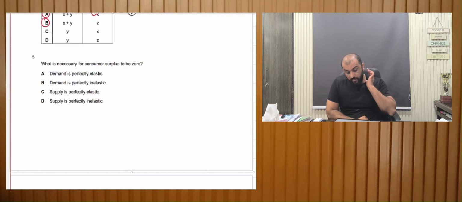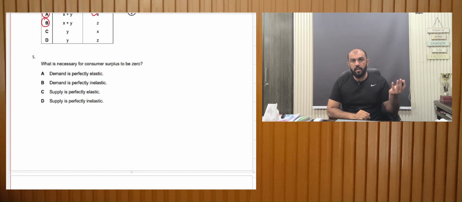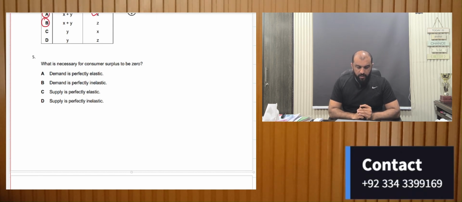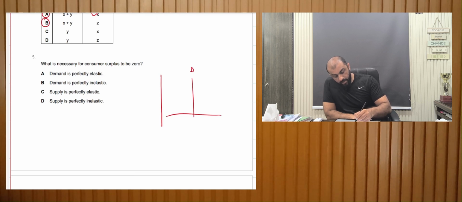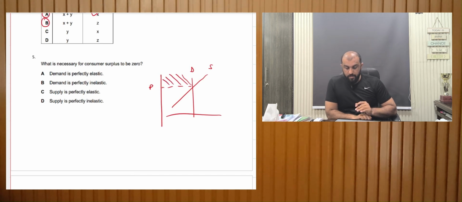5. What is necessary for consumer surplus to be zero? So if consumer surplus is zero, this basically means what people are willing to pay and actually paying are the same. So if the demand is perfectly elastic, all right. If the demand is perfectly inelastic, this is my supply curve. So if this is supposedly the price, anything above is my consumer surplus. So there will be a consumer surplus, right?